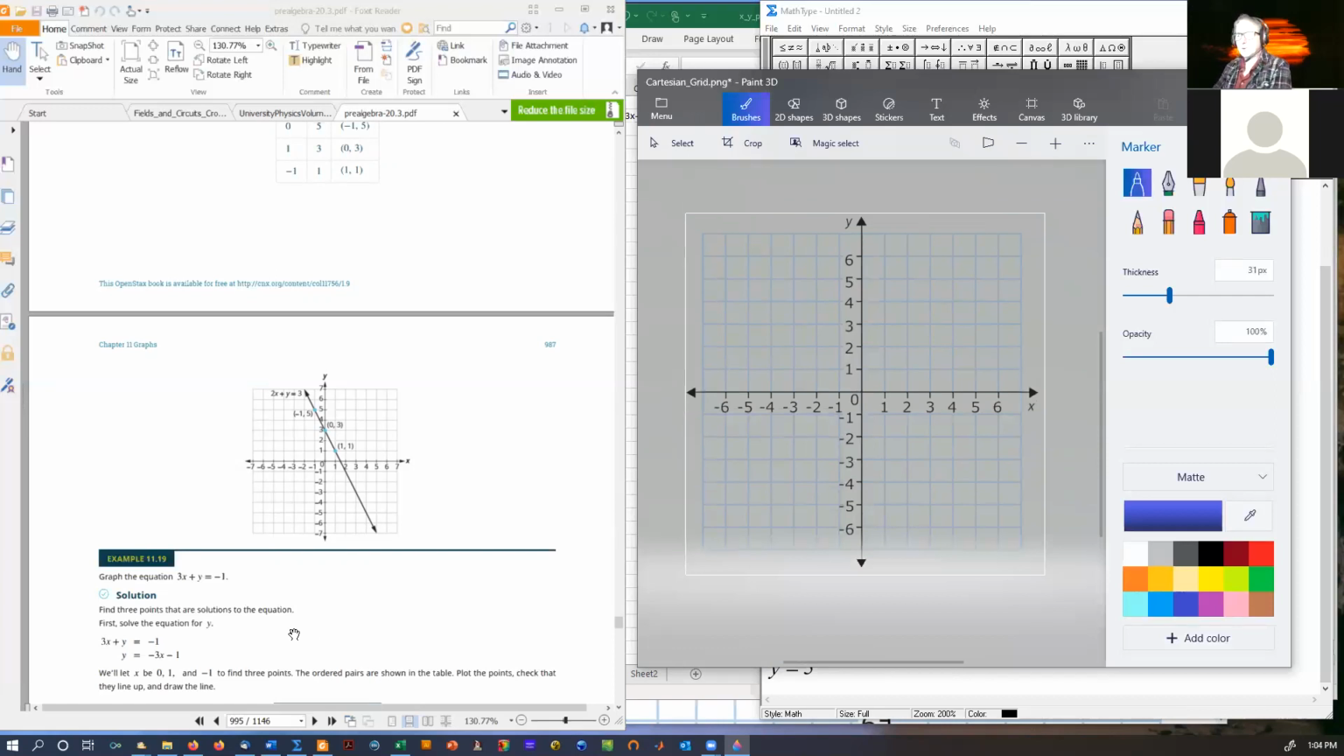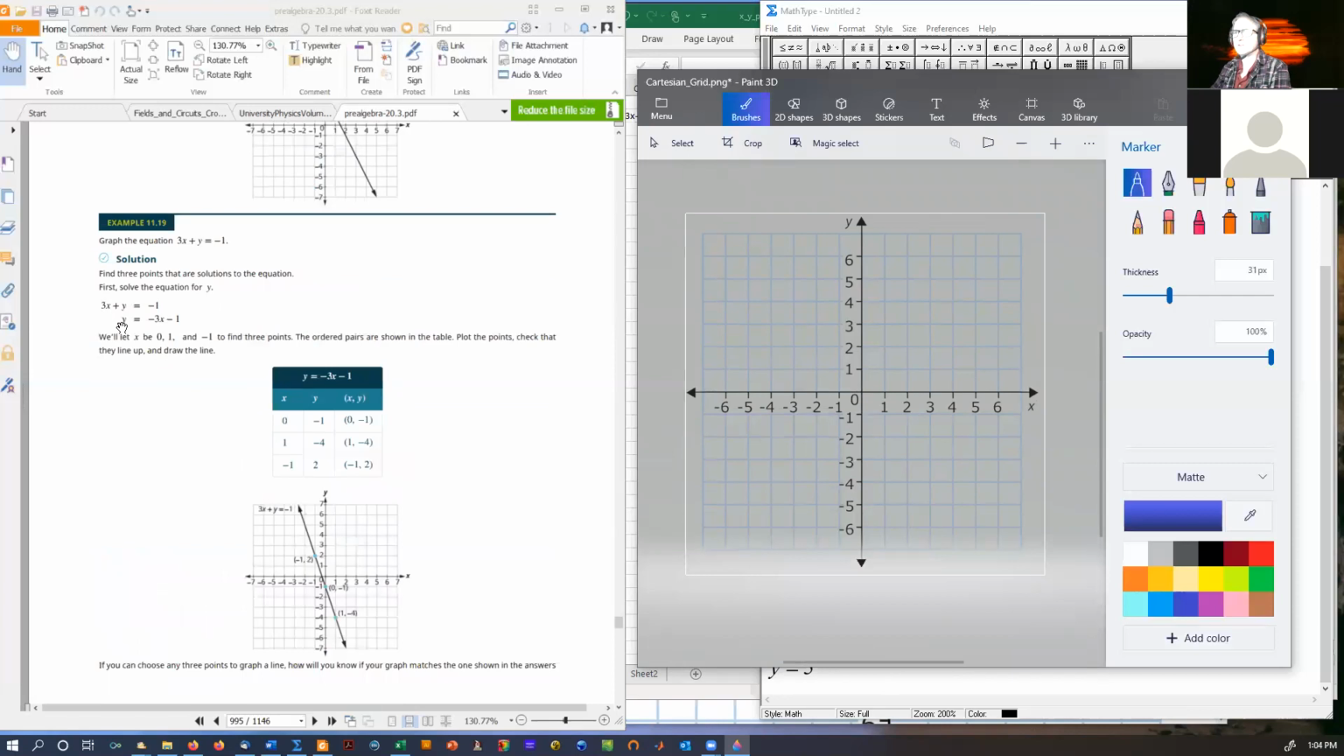Okay, so 3x plus y equals negative 1. And they rearranged it as we've shown up above. So they get y is equal to negative 3x plus 1. And so for x equals 0, you come out with negative 1. So 0, negative 1. So x equals 0, y is equal to negative 1.